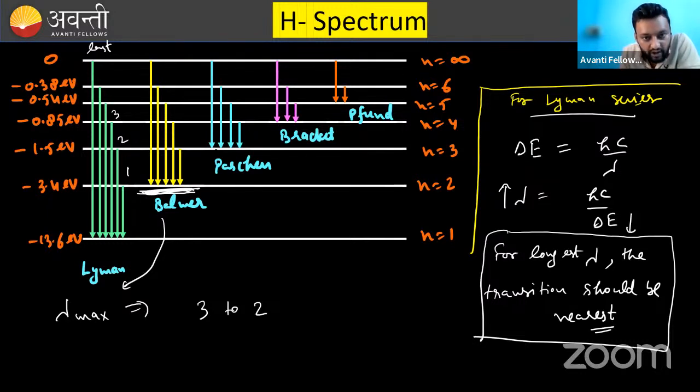In the Paschen series, electrons are returning back to third orbit only. So for longest wavelength, what it should be? From fourth to 3, that is first line. For Brackett series, longest wavelength will be 5 to 4. This is lambda max. That means first line of every series is the longest wavelength. And the last line of every series is the smallest wavelength. Now I think point is clear. Moving further.